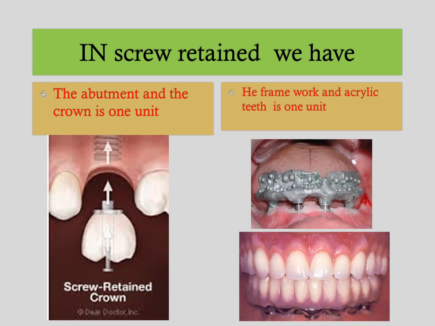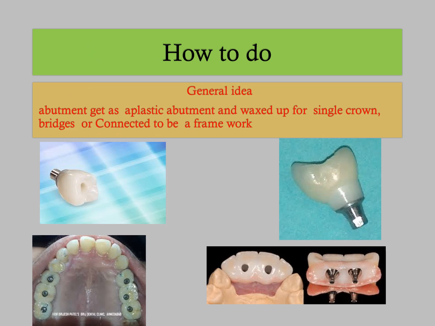How do we do the screw retained? It's the normal way. As we said, the crown and the abutment are one unit, and the abutment and the crown will be screwed into the implants by screw. So how do you get that? How do we get the screw prosthesis? It's like the normal one.